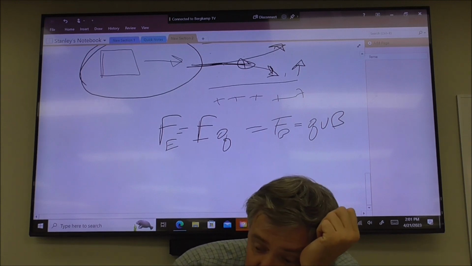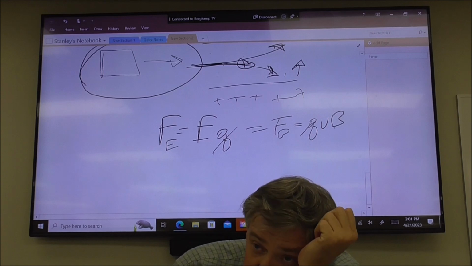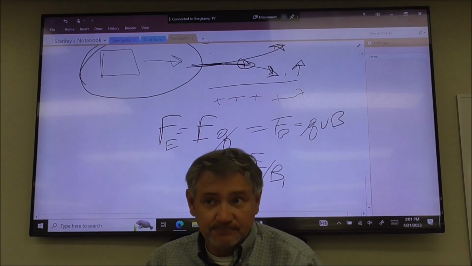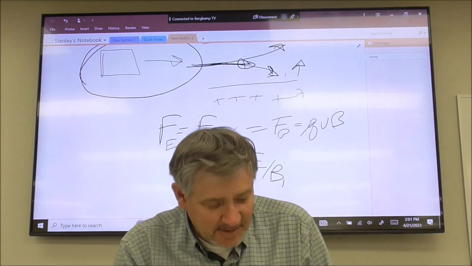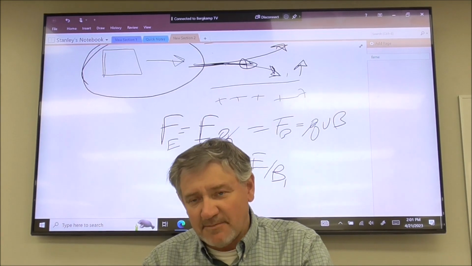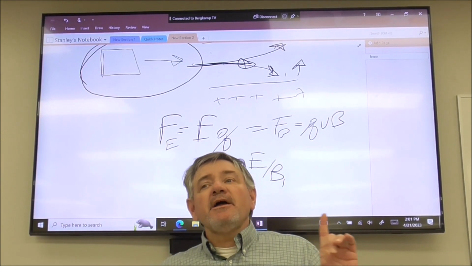So what's E going to be over B? The charge Q is going to cancel out. Divide, so you want to solve for V, and you get E over B. E over B1. It's the equation we needed. Why B1? Because later on you'll see there's going to be a second magnetic field.